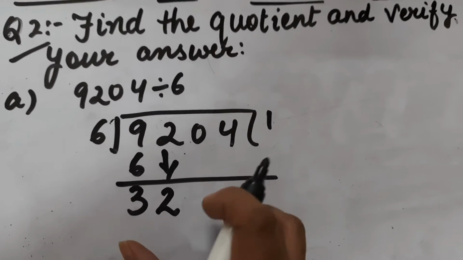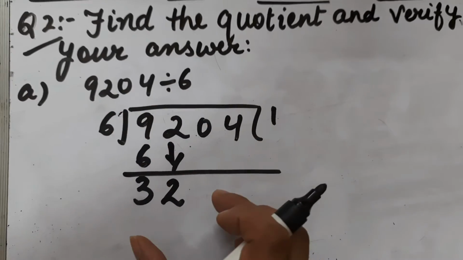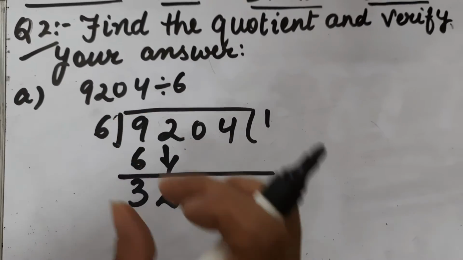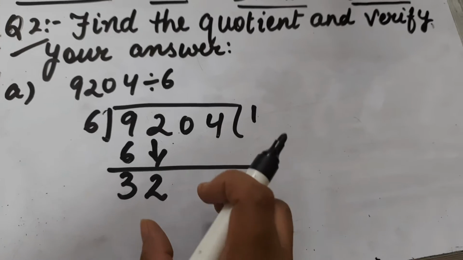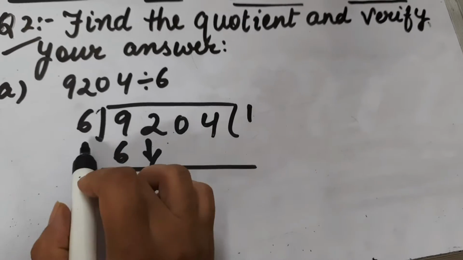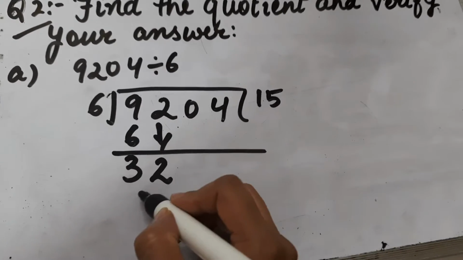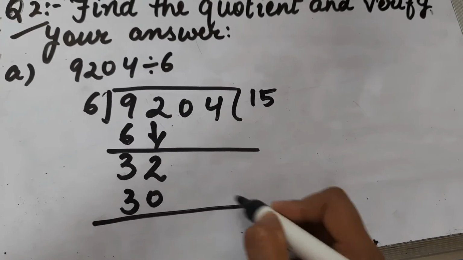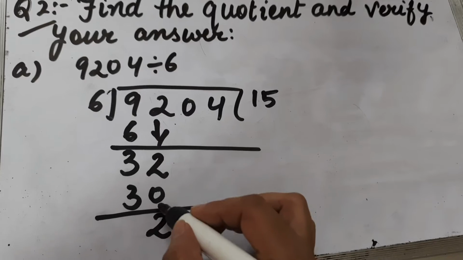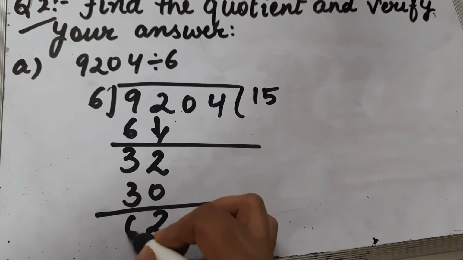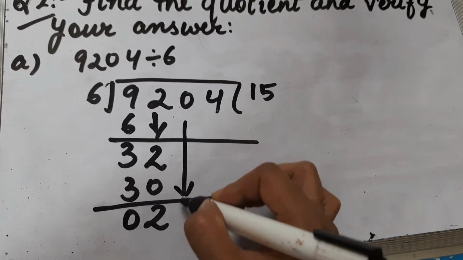9 minus 6 is 3 and bring this 2 down. Does 32 come in the table of 6? No, 32 does not come in the table of 6. So we will take a number that is just smaller than 32 and comes in the table of 6. That is 30. 6 5s are 30. Okay, now subtract it. 2 minus 0 is 2 and 3 minus 3 is 0 and bring this 0 down.